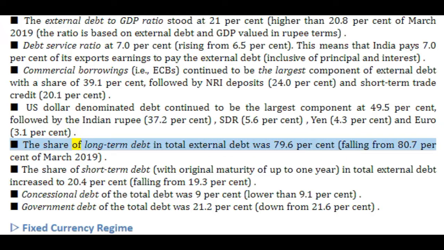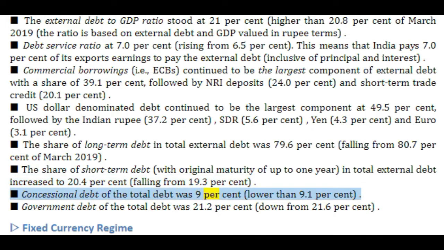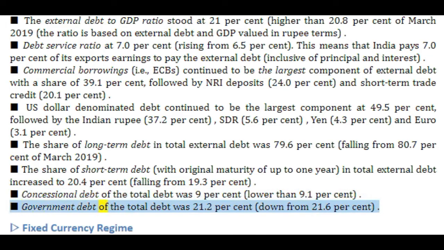3.1%. The share of long-term debt in total external debt was 79.6%, falling from 80.7% of March 2019. The share of short-term debt, with original maturity of up to 1 year, in total external debt increased to 20.4%, falling from 19.3%. Concessional debt of the total debt was 9%, lower than 9.1%. Government debt of the total debt was 21.2%, down from 21.6%.